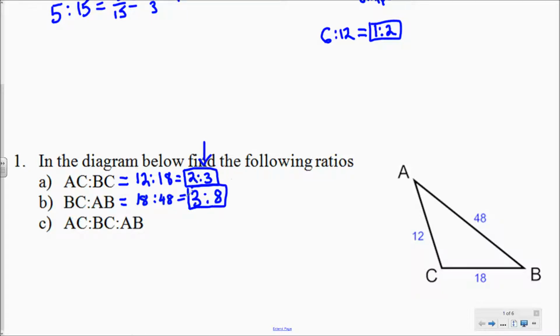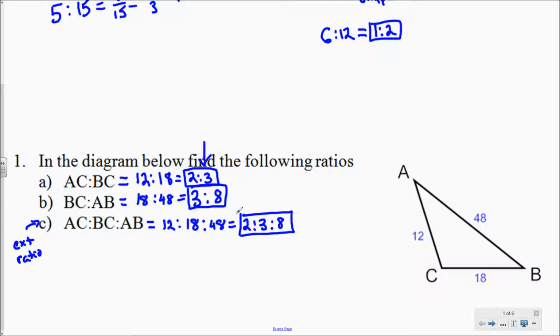Now, what we have in part C is what's called an extended ratio. An extended ratio is useful for letting us know the relative size of more than two things. And it works in very much the same way that a normal ratio does. This ratio will be proportional to the length of side AC, which is 12, to the length of side BC, which is 18, to the length of side AB, which is 48. And again, because all three of these numbers share a common factor of 6, I can reduce this ratio to a proportional size of 2 to 3 to 8.